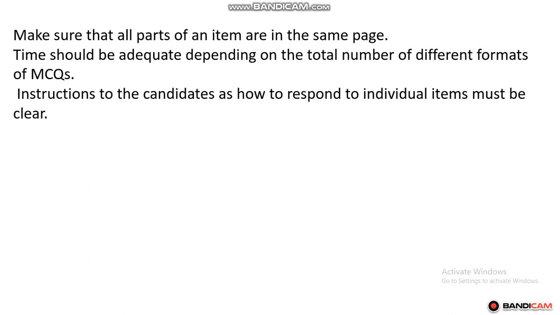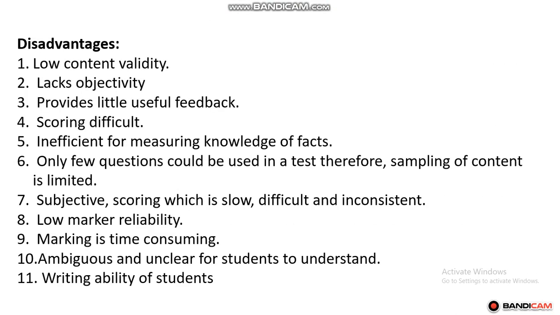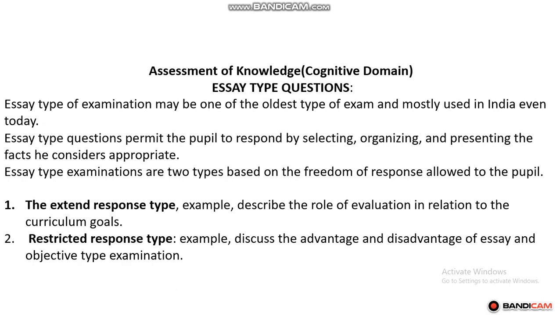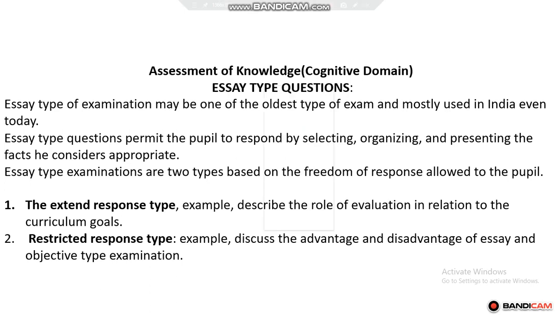Instructions to the candidate on how to respond to the individual items must be clear. Initially in any question paper, you can see one or two lines of instructions on how to answer these types of questions. In that way, basic instructions must be given to the candidates for performing the MCQs. So this is all about MCQs. Before that, we have seen the other types of domains. This is how we are going to assess knowledge, assessment of knowledge based on the cognitive type. I hope it is clear. Thank you.